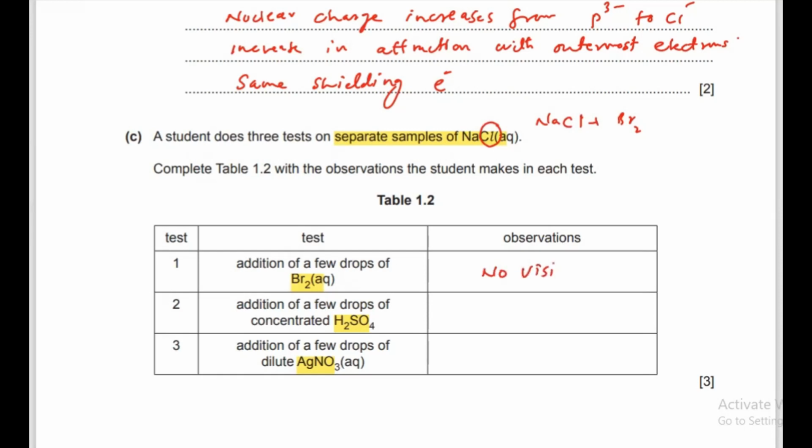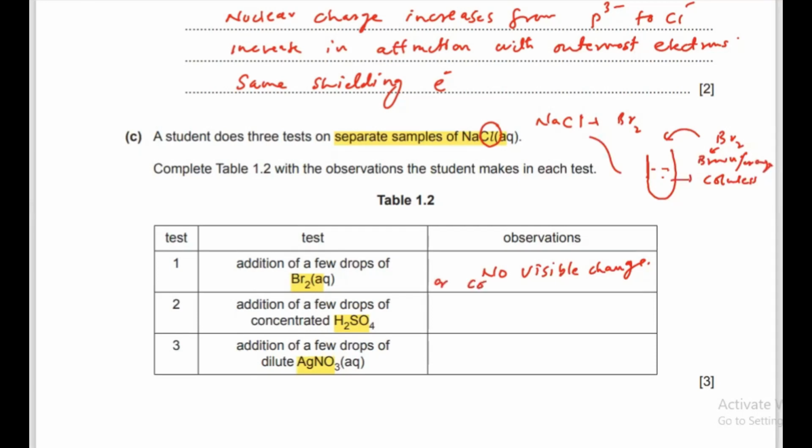So no visible reaction, so no visible change. Then there is another thing as well: if we look at the aqueous solution of sodium chloride, this is colorless. Then if we add the bromine water, which is brown, this color change is also acceptable. We have the colorless aqueous solution of sodium chloride, and if we add bromine, the colorless solution changes to orange or brown or yellow. So all colors are acceptable, brown or orange.